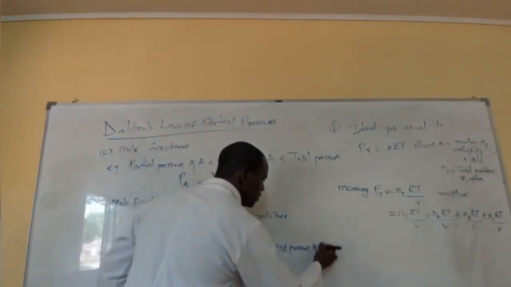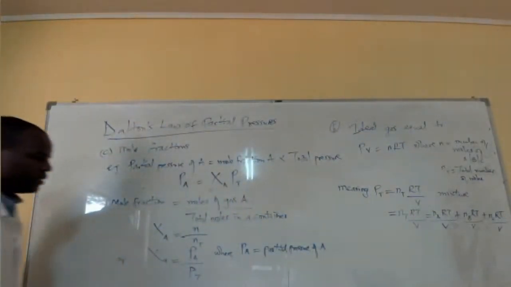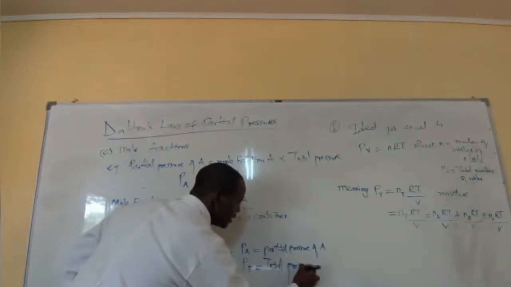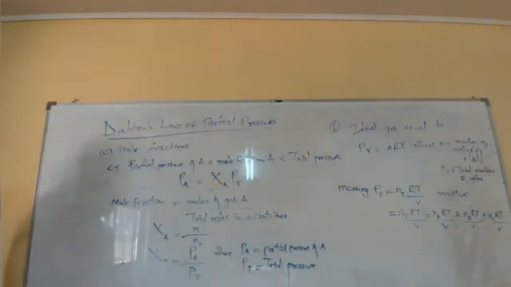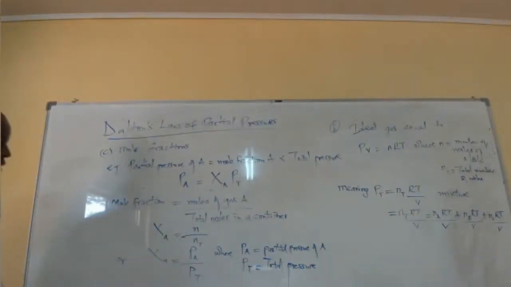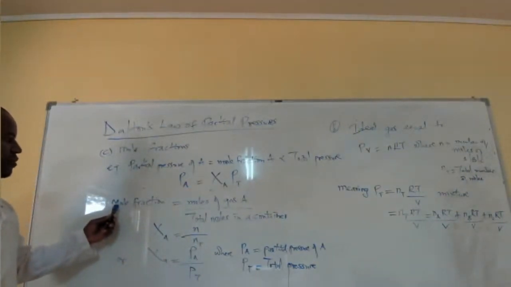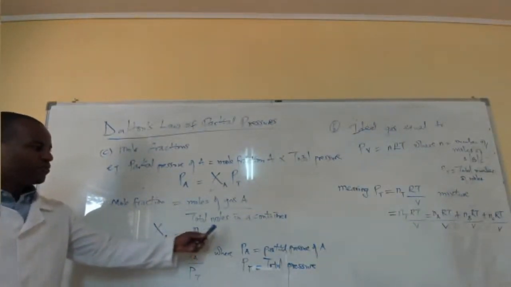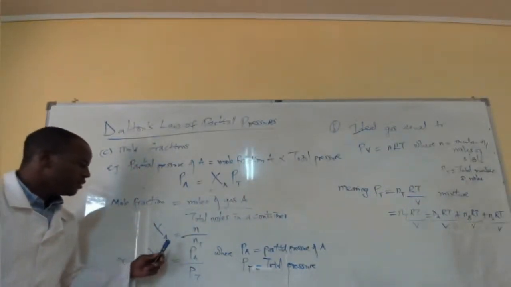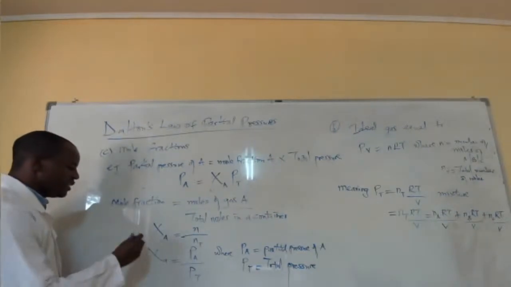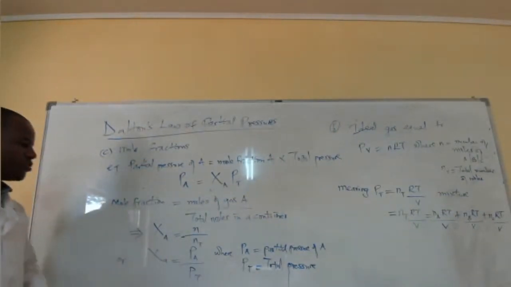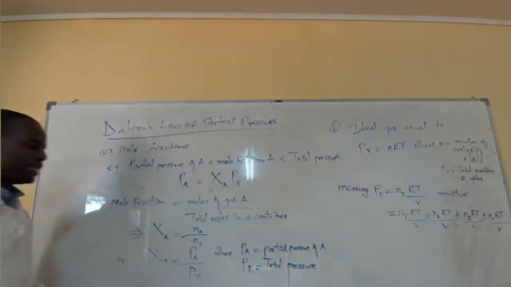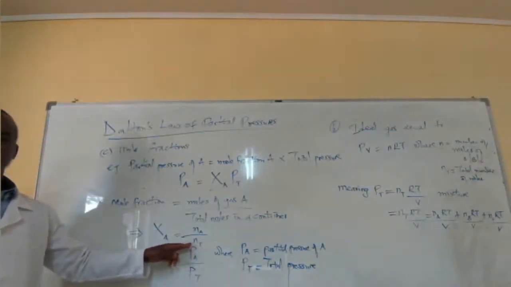Or you can write it as PT times the mole fraction of A equals the partial pressure of A. So here we are saying that you can calculate the mole fraction from the number of moles of gas A divided by the total number of moles within the container or the mixture, abbreviated as X of A, which is the number of moles of A divided by the total.